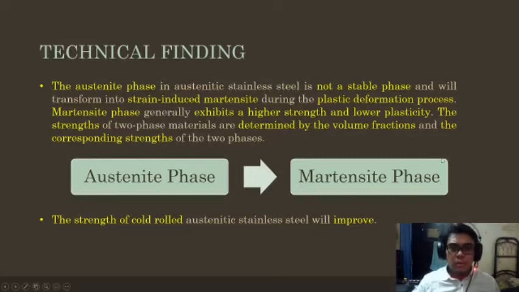Today I will continue our presentation and I will talk about the technical finding. The austenite phase in austenitic stainless steel is not a stable phase and will transform into strain-induced martensite during the plastic deformation process. Martensite phase generally exhibits higher strength and lower plasticity. The strength of two-phase materials is determined by the volume fractions and the corresponding strength of the two phases. Austenite phase will turn into martensite phase and the strength of the cold rolled austenitic stainless steel will improve.